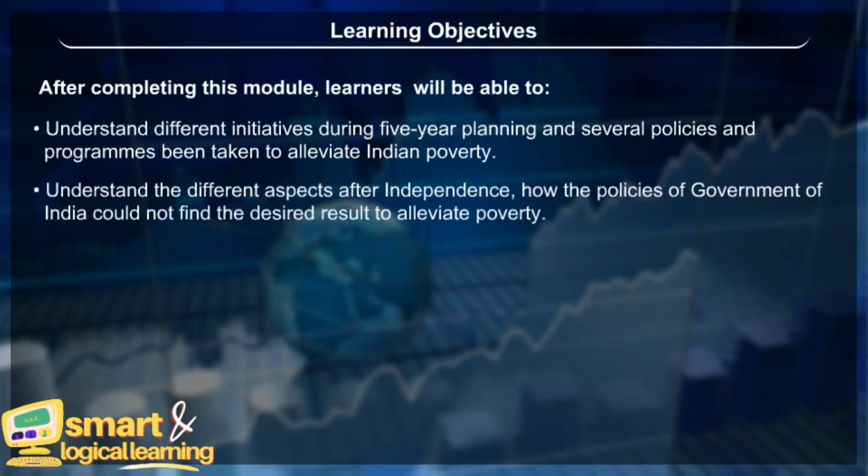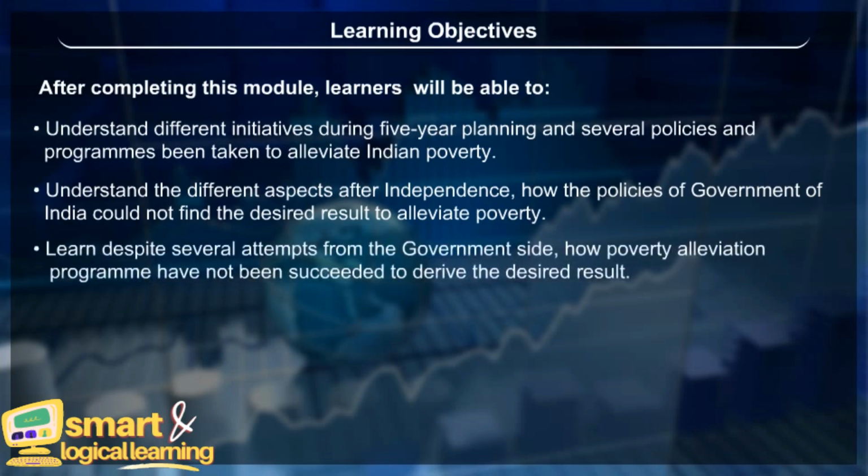Understand the different aspects after independence, and how the policies of the Government of India could not find the desired results to alleviate poverty. Learn how, despite several attempts from the government side, poverty alleviation programs have not succeeded in deriving the desired result.